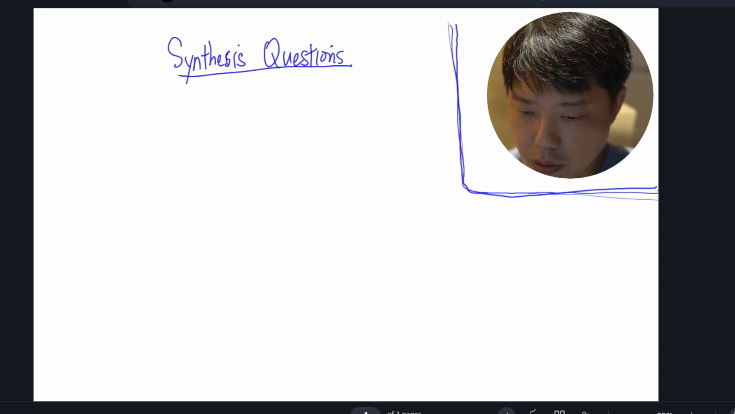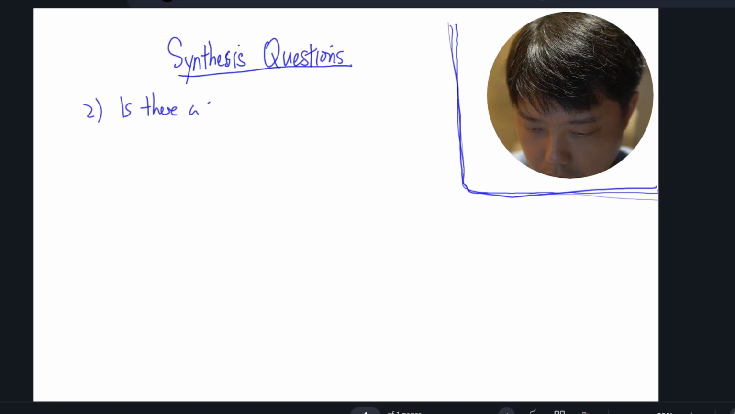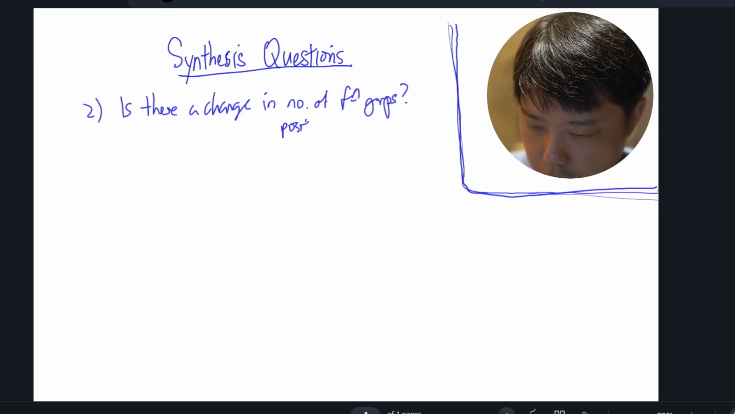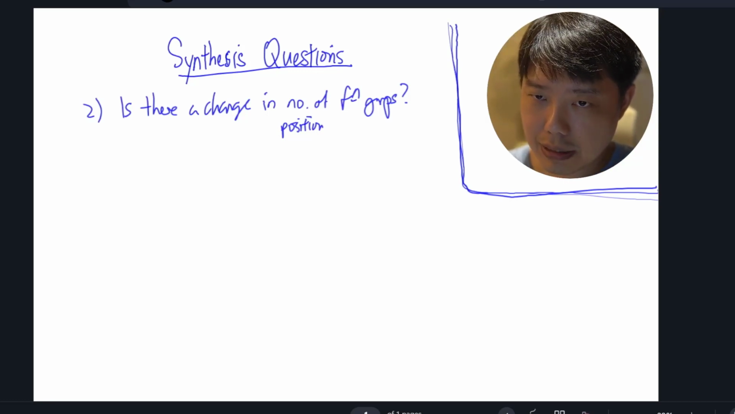Guys, welcome back. So for part 2, we're going to ask, is there a change in the number of functional group? Or is there a change in position of functional group? Okay, so there's a couple of questions. Let's address the second question first, the position.